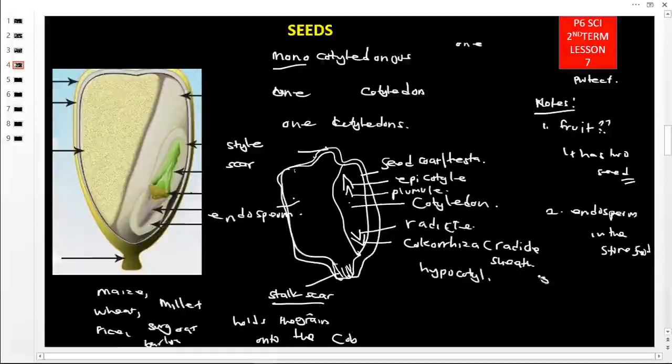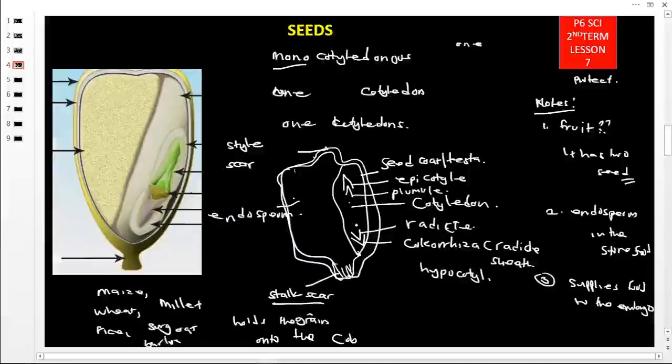Note number three, the cotyledon of a maize grain does not store food, but it supplies food to the embryo. Remember we said the embryo is the combination of the plumule and the radicle. So this cotyledon absorbs food from the endosperm and supplies it to the embryo, that is the plumule and the radicle.